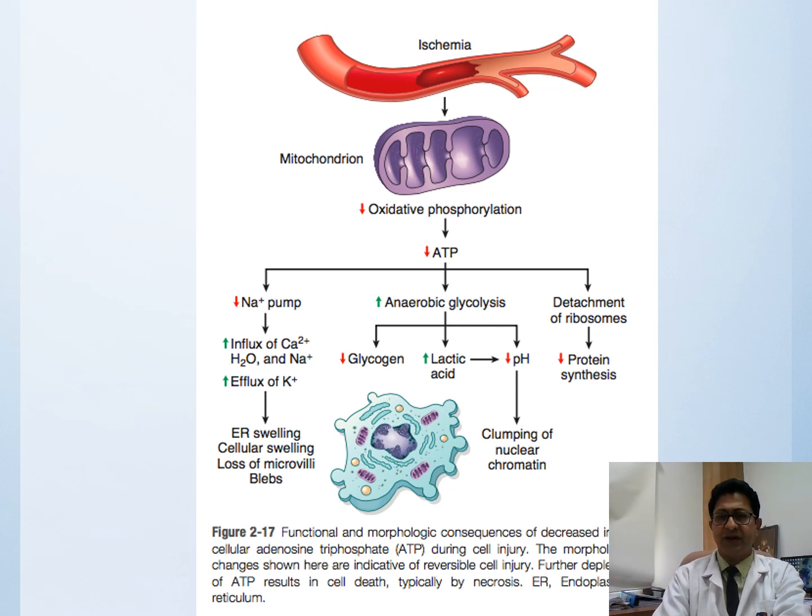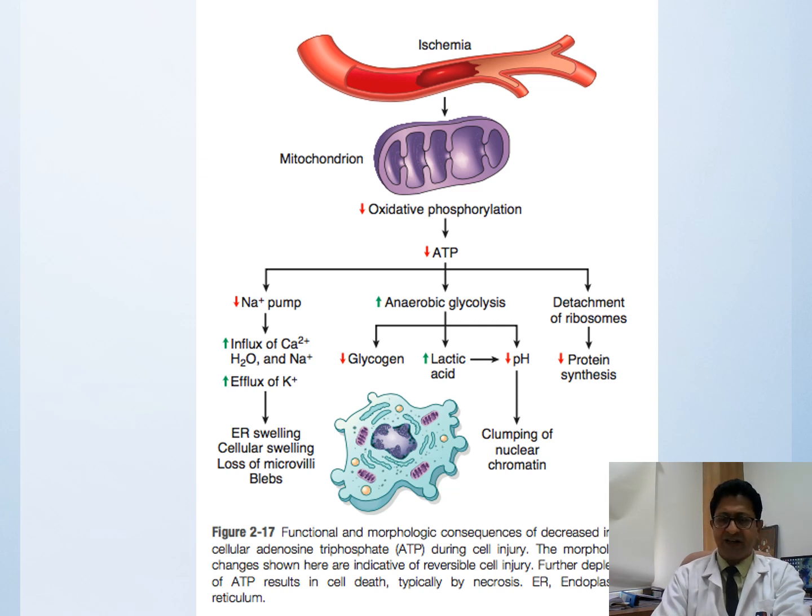Now let us try to know further. Because of decreased oxidative phosphorylation, there is decreased synthesis of ATP. Now because of the decreased synthesis of ATP, the sodium pump functions are altered and there is an influx of calcium, water and sodium, and there is efflux of potassium. And further, when you look into the morphological changes that occur in the cell, there can be a swelling of the endoplasmic reticulum, an overall cellular swelling, and loss of microvilli with blebs. So these are all the changes which occur on one side.